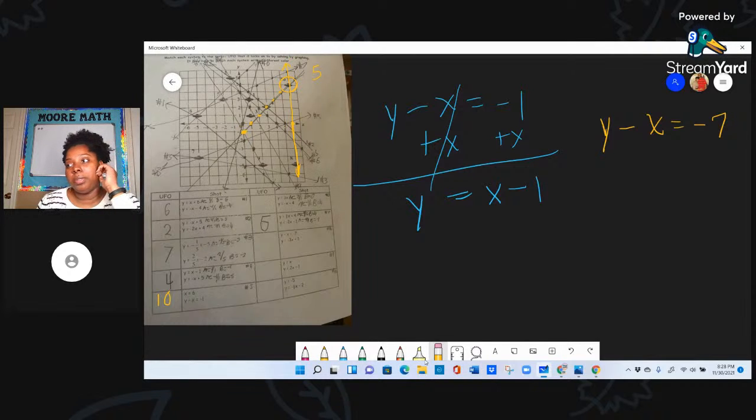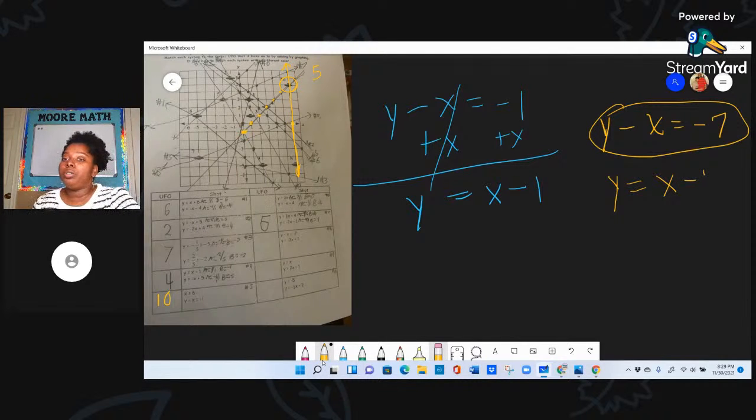I don't know if you're trying to talk, you're muted. Y equals x minus 6. For this one? Yeah. Okay. What did you do to bring the x to the other side? I added x. I added 1. Where's 1 coming from? I mean, x. Okay. So it's just x.